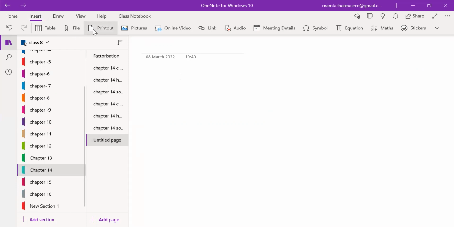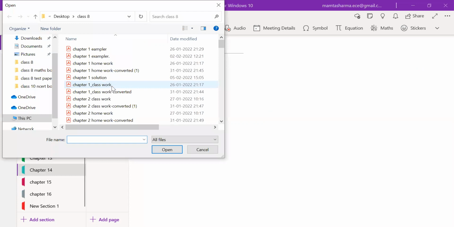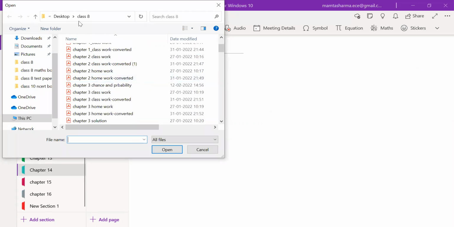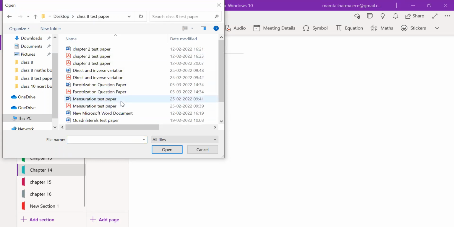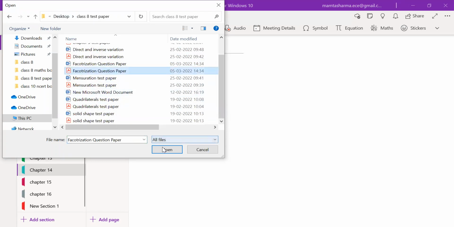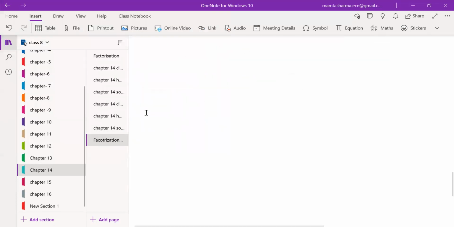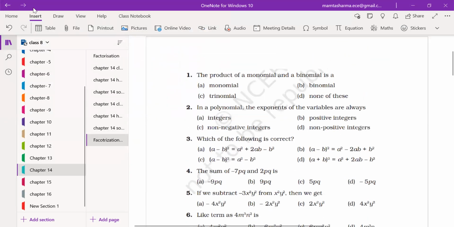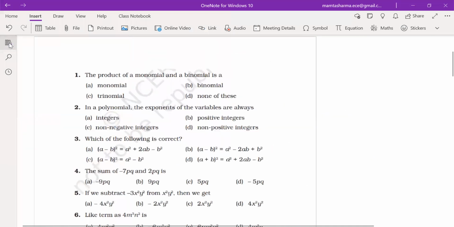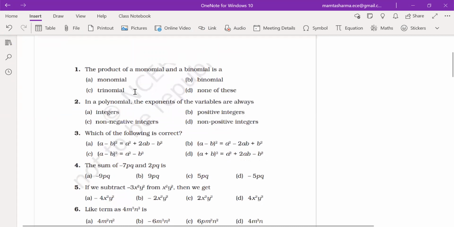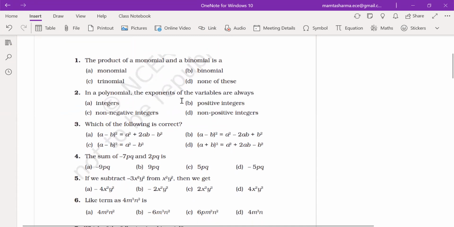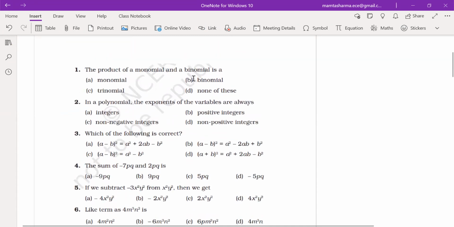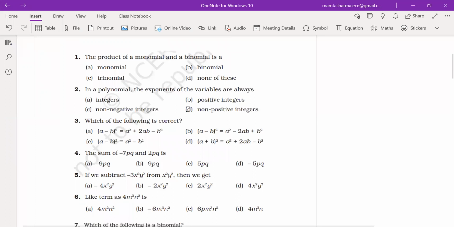Wait, let me. Class 8 test paper, factorization question paper. Yes, this was the question paper. Only 3 people have attended. I'm feeling very sad. Only 3 people gave the test. The product of a monomial. Yeah, let's start it, one by one.